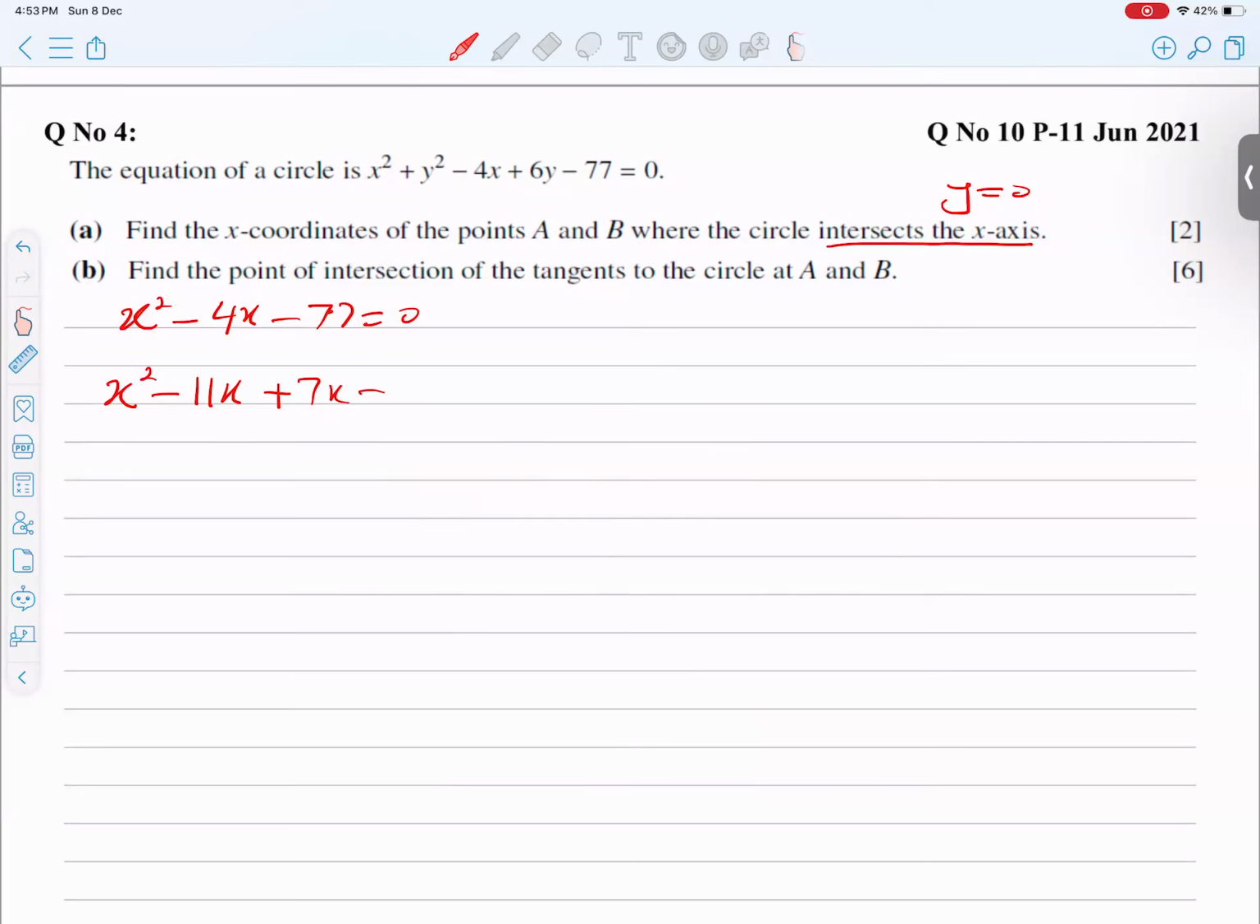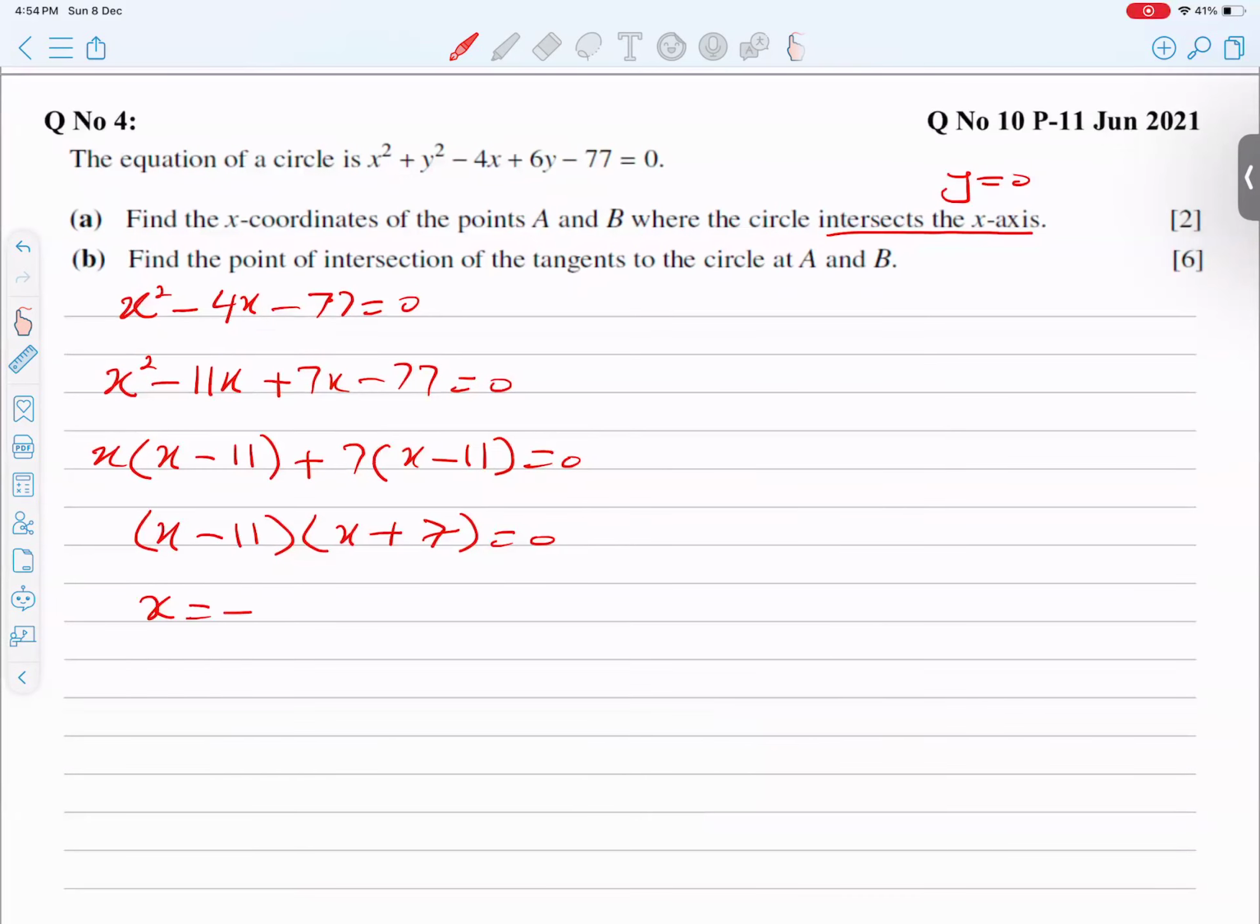You can go for factorization or the quadratic formula. I believe it is nothing hard. Alhamdulillah. I get (x minus 11)(x plus 7). I have done it and I got two answers: one is minus 7 and one is positive 11. Now this part is done. He said x coordinates of the points A and B, so this first part is done.